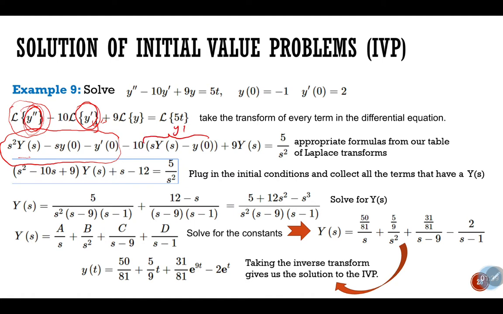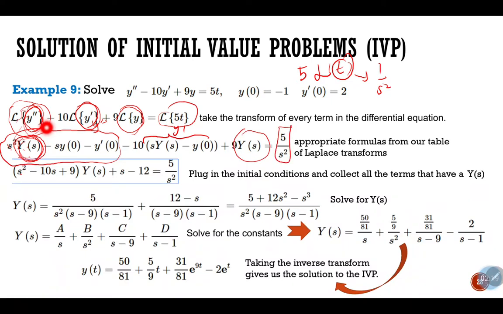10 is just a constant, you may bring it out. So we have 10 times s Y(s) minus y(0), and plus 9 Laplace of y, which gives Y(s). Then Laplace of 5t: 5 is a constant, so you just need to find the Laplace of t. Laplace of t is 1 over s squared. So there you go, we have 5 over s squared on your right hand side.